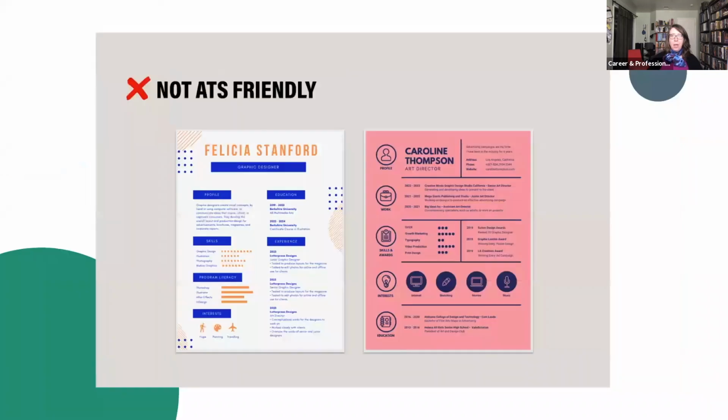software. There are lots of really creative resume templates out there that you can find, especially on places like Canva. And these are not going to be read properly. The graphics, the icons, the ways of presenting your skills and information with stars or with bars or dots, the use of columns. ATS is not going to do well with this information.